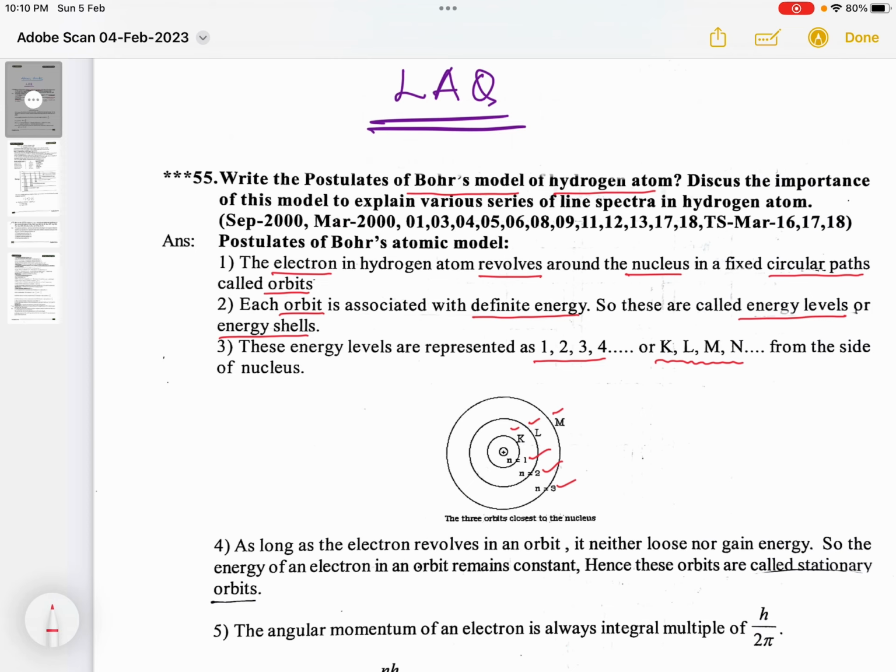Next, as long as the electron revolves in an orbit, it neither loses nor gains energy. So the energy of the electron in an orbit remains constant. Hence, these orbits are called stationary orbits.